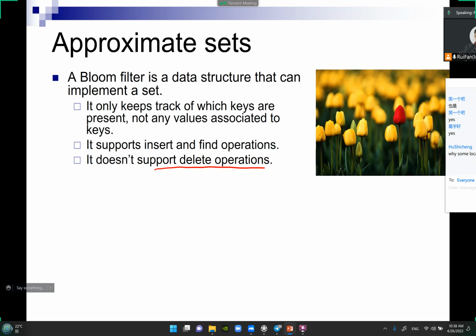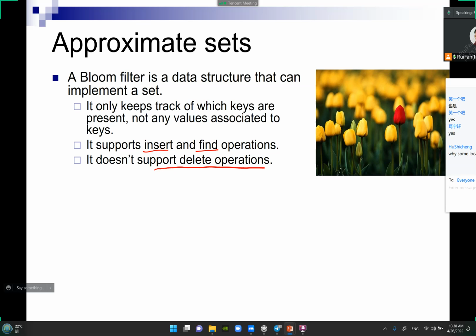So later on in this lecture, we're going to look at some variations of Bloom filters where you can support some kind of limited delete operation. It's not some sort of arbitrary delete operation, but you can do some kind of deletes. But the basic Bloom filter only supports insert operations and find operations.